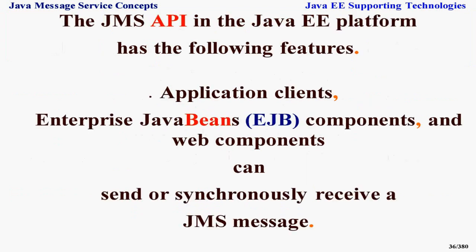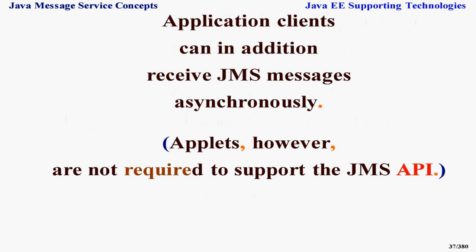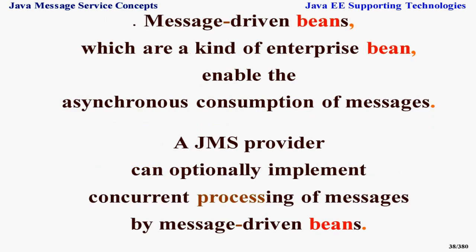The JMS API in the Java EE platform has the following features. Application clients, Enterprise JavaBeans (EJB) components, and web components can send or synchronously receive a JMS message. Application clients can in addition receive JMS messages asynchronously. Applets, however, are not required to support the JMS API. Message-driven beans, which are a kind of enterprise bean, enable the asynchronous consumption of messages. A JMS provider can optionally implement concurrent processing of messages by message-driven beans.